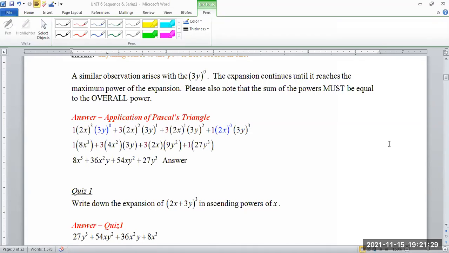Sir, how did you get the 54 again? 3 times 2 is 6, and 6 times 9 is 54. I'm multiplying the numbers. I see now.